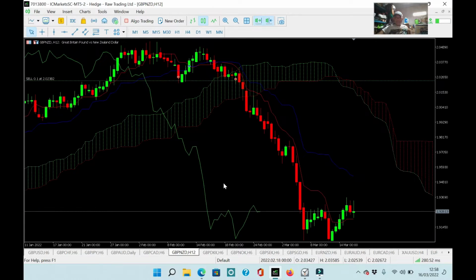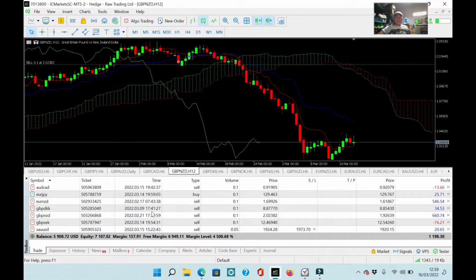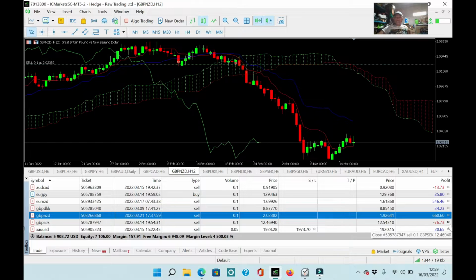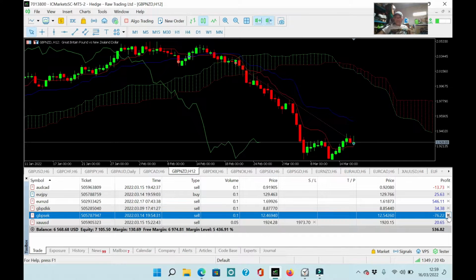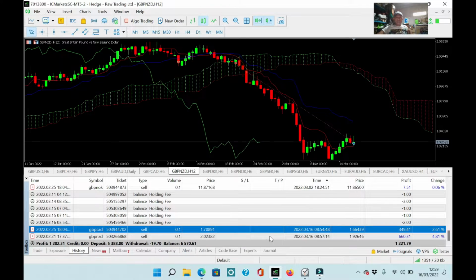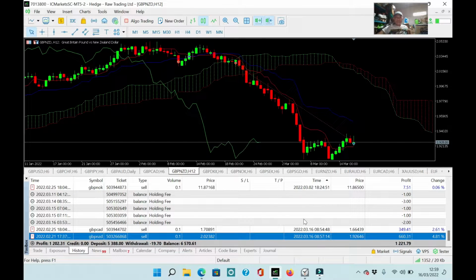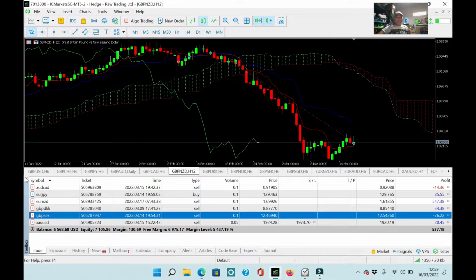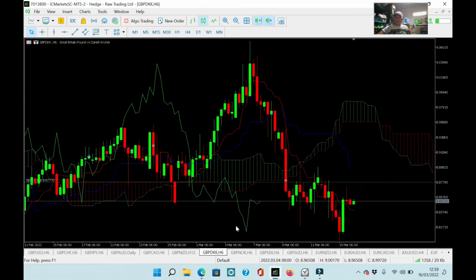So I will decide to close this position as well. Pound sterling, $660. It's not too bad. I will close it. 1, 2, 3. 660. Okay, it's good. Bank the profit. Move to the next trade.